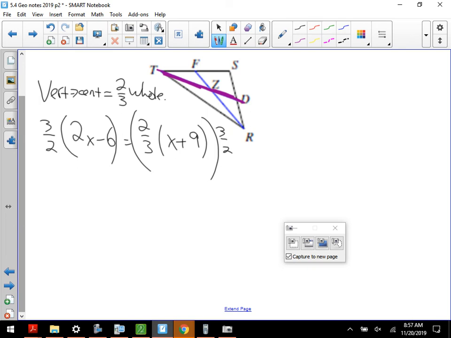And now when you distribute the 3/2 into the 2, it's pretty easy. 3 times 2 is 6. 6 divided by 2 is 3, so this becomes 3x. And then 3 halves of 6 is 9.